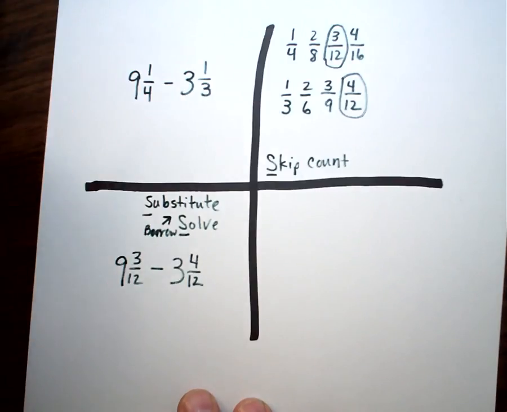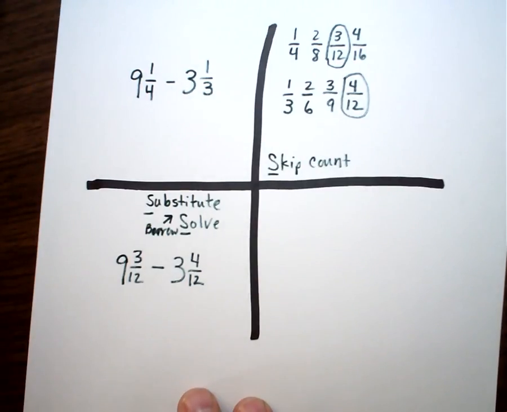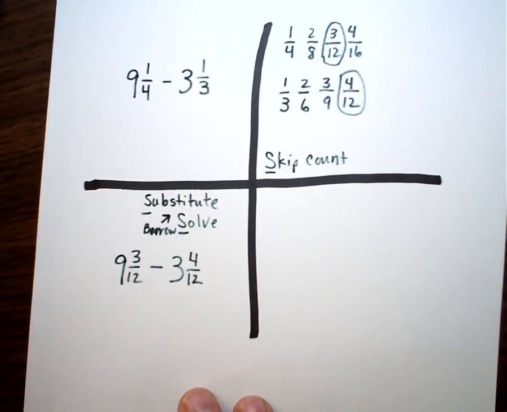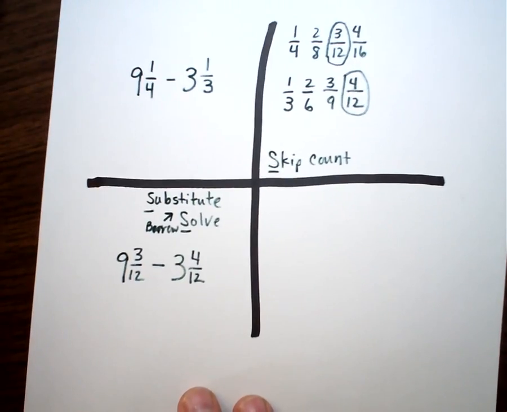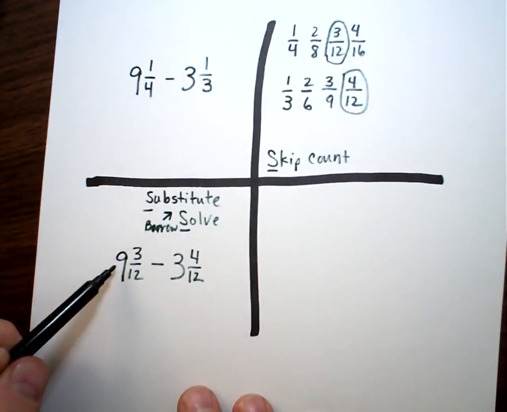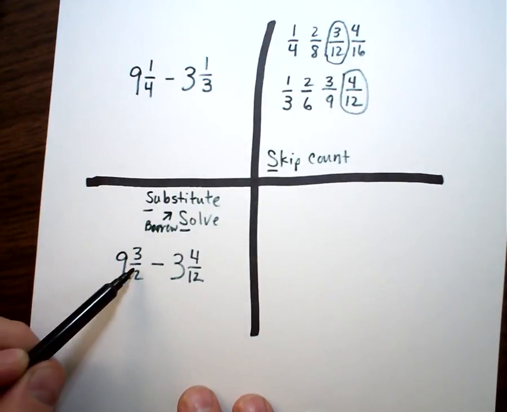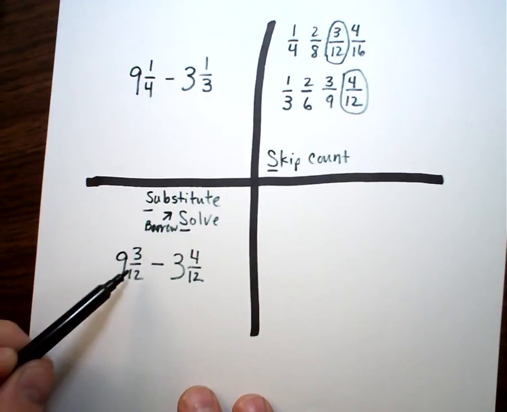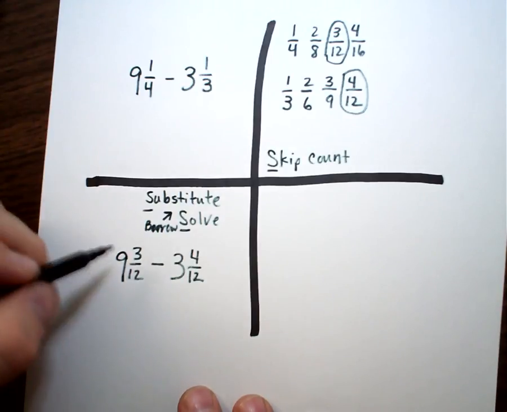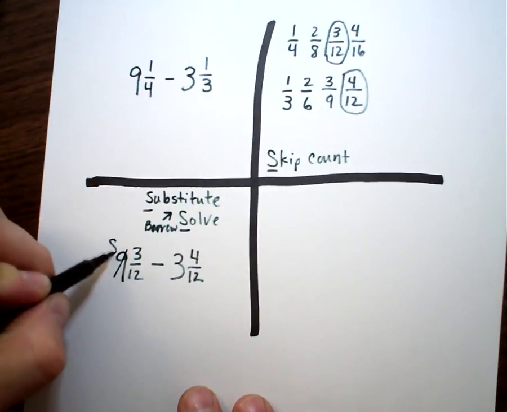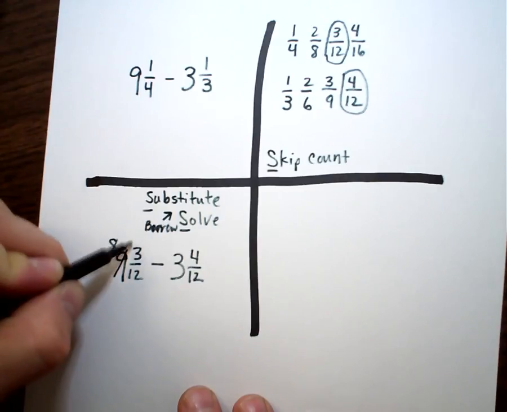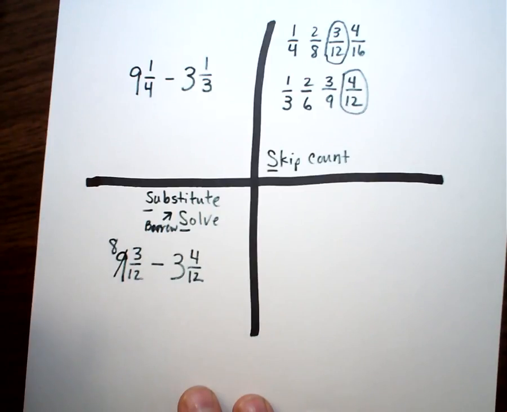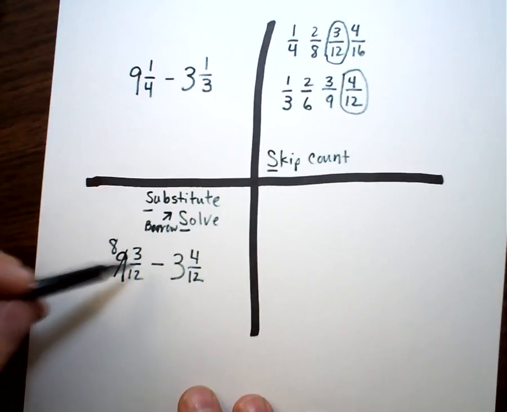So we've got to do something in between called borrowing, and it's a lot like borrowing when you subtract 2 or 3-digit numbers. We're going to borrow from this 9 and make this fractional part of this mixed number bigger. So I'm going to borrow from the 9 and make it an 8. And then I'm going to add one whole to the 3/12. And you do that by adding 12/12.